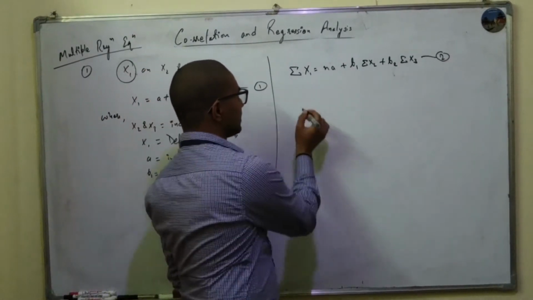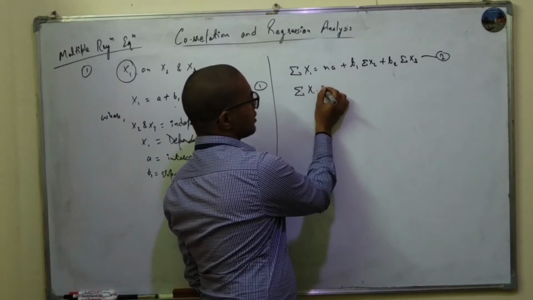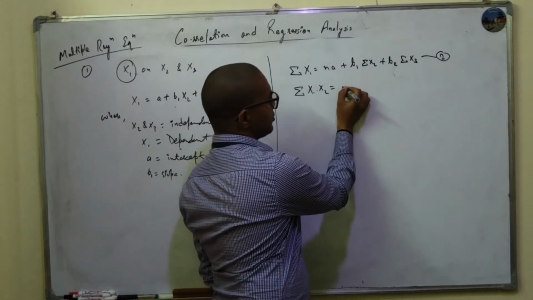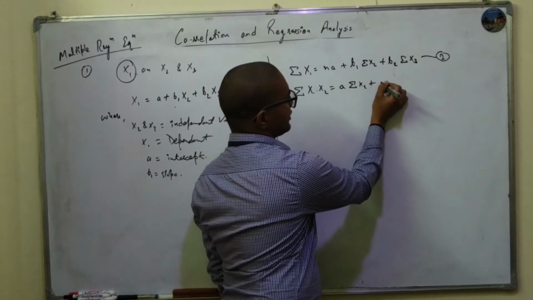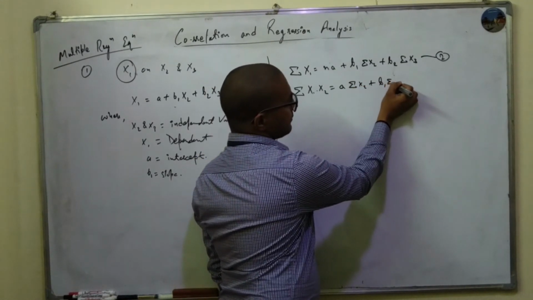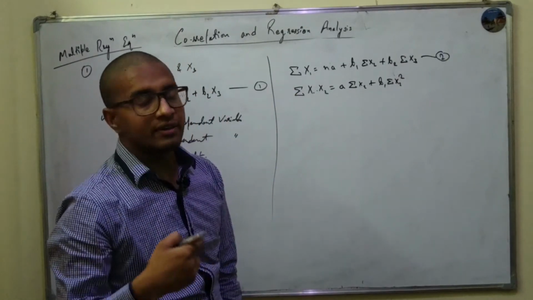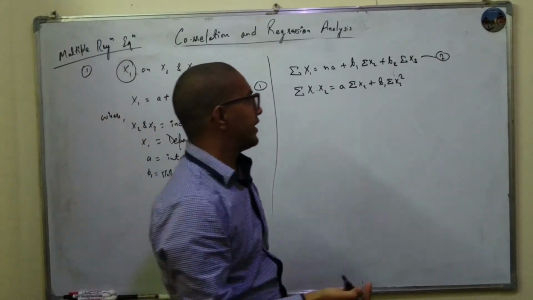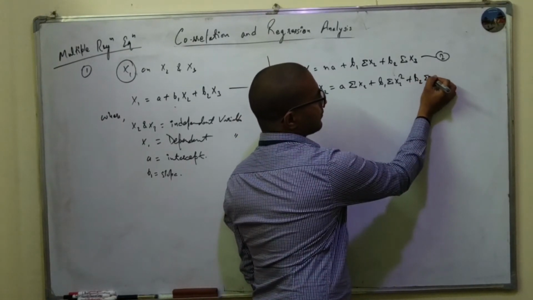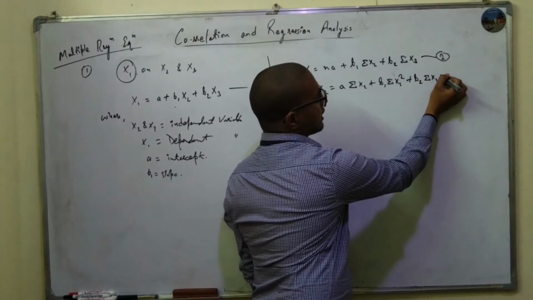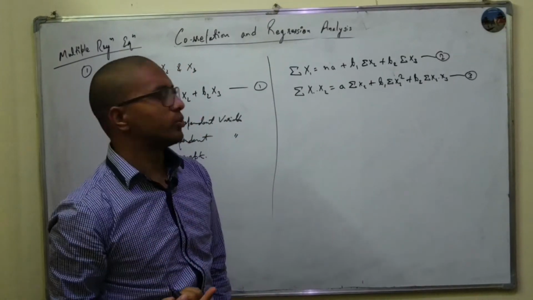Then we will get this equation: Σx1·x2 equals a Σx2 plus b1 Σx2 squared, x2 into x2, plus b2 Σx2·x3. This will be your third equation.